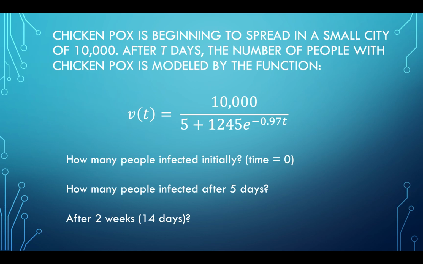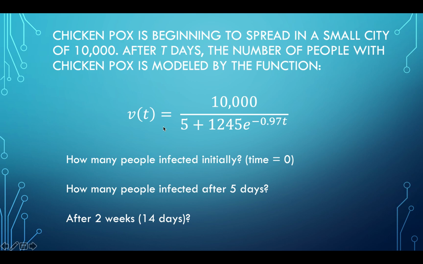So the first example: chickenpox is beginning to spread in a small city of 10,000 people. After 2 days, the number of people with chickenpox is modeled by the function V(t) = 10,000 / (5 + 1,245 e^(-0.97t)). What's nice about all these exponential growth problems is that there's no one set formula for you to remember. Each of these problems is going to have its own formula given to you.